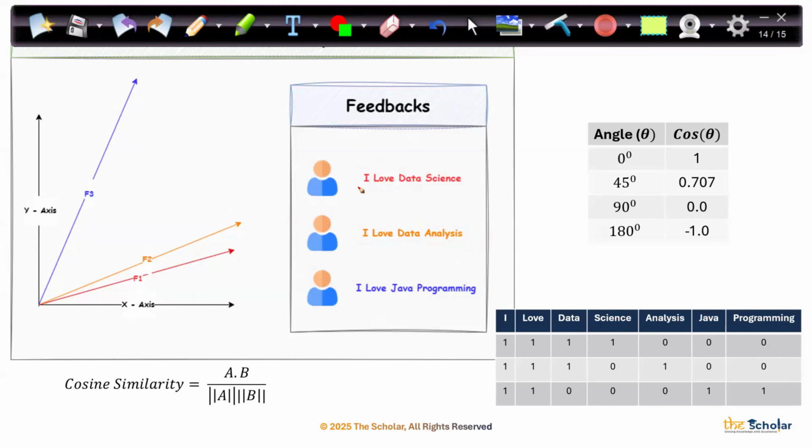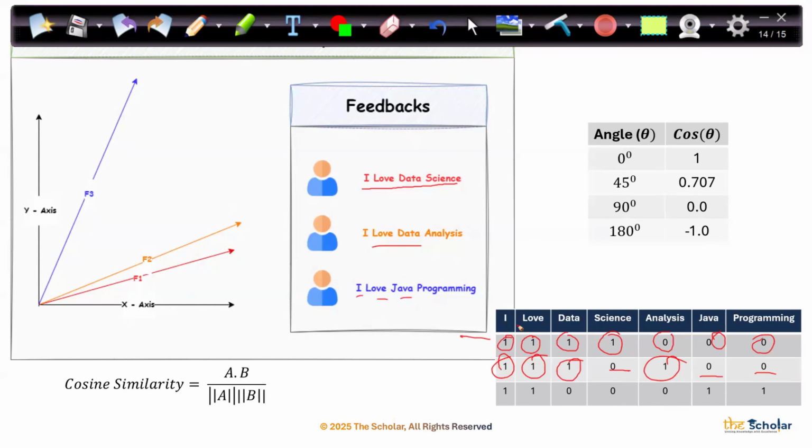Now what I'm doing is I am giving 1 if that word is present and I am giving 0 if that word is not present, right? So if you see here, for the first sentence, I love data science, but the rest are zeros because those words are not present in my first split. Let's go to the second sentence, or second split. I love data analysis. Science is not there, Java is not there, programming is not there. So those are zeros.